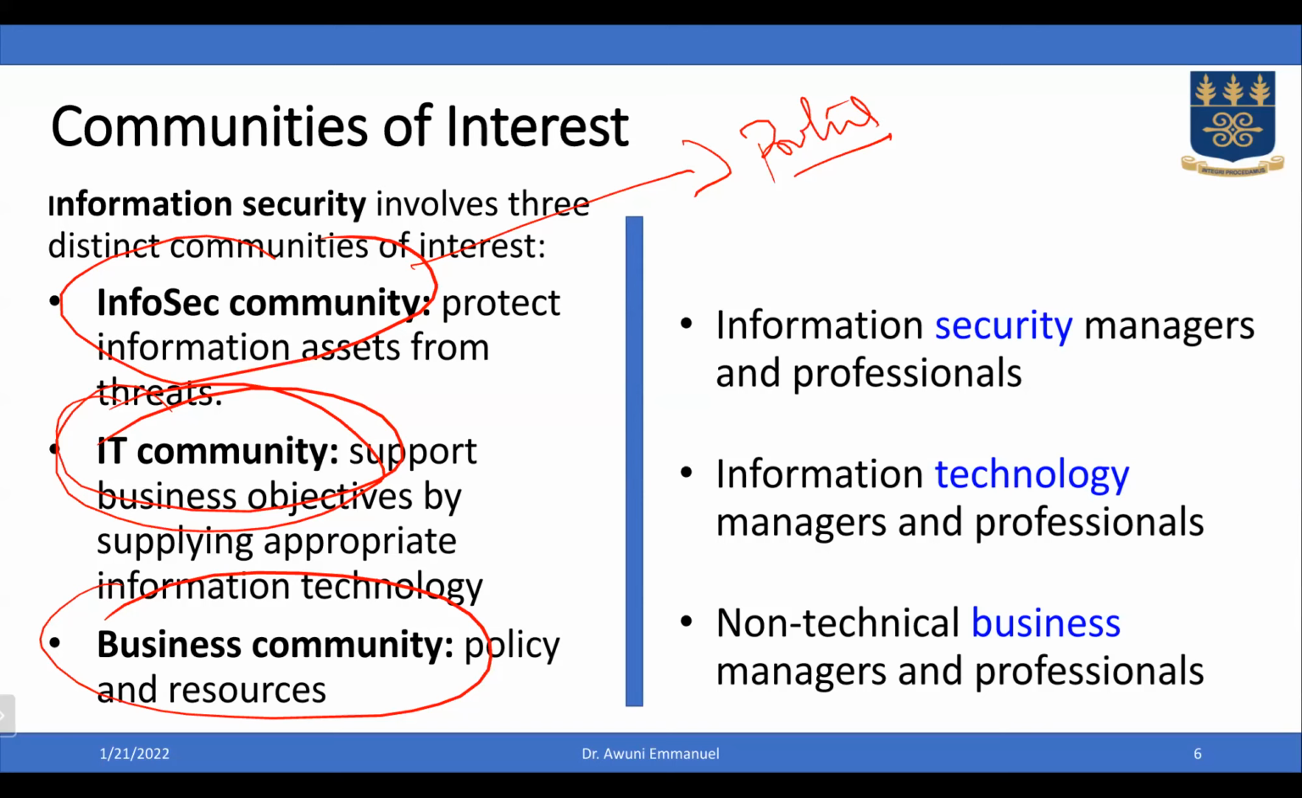That is why in every organization we have ethical hackers. The responsibility of the ethical hacker is to conduct something we call penetration testing to ensure that the system is robust and free from external intrusion. So they are also very much interested in the security affairs of the organization. And then lastly, we have the business community. That is where we have the non-technical people, including the managers and also professionals. They are also very much interested in security.